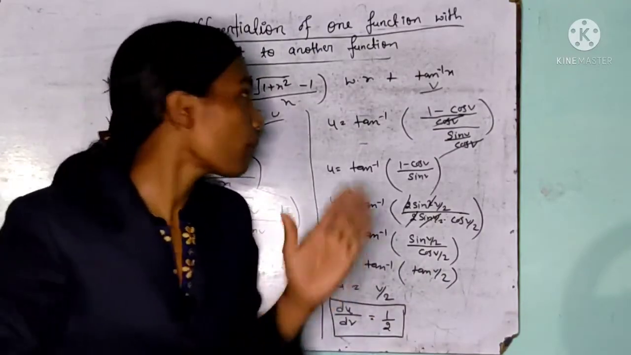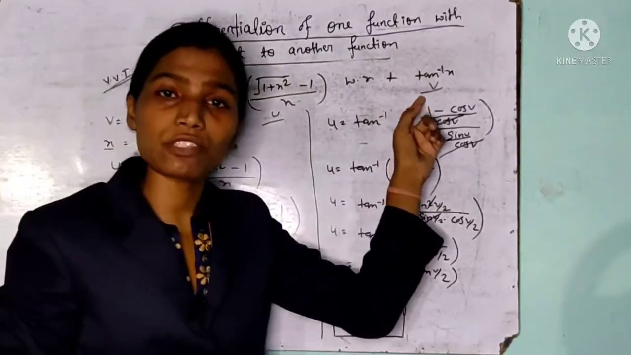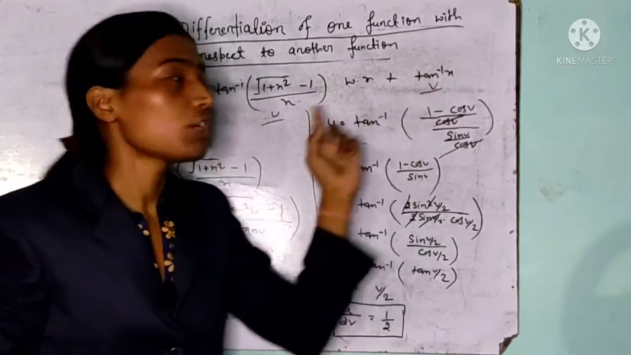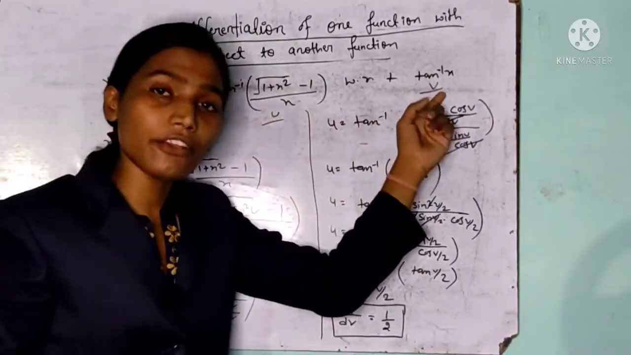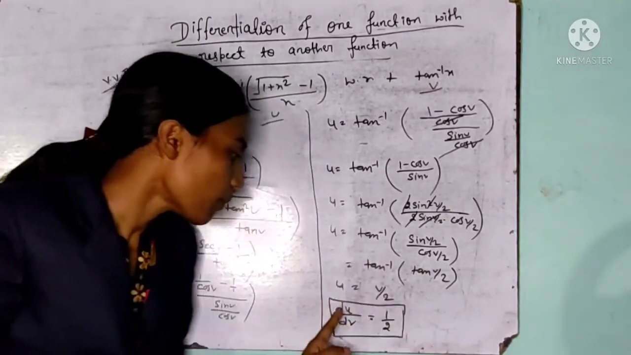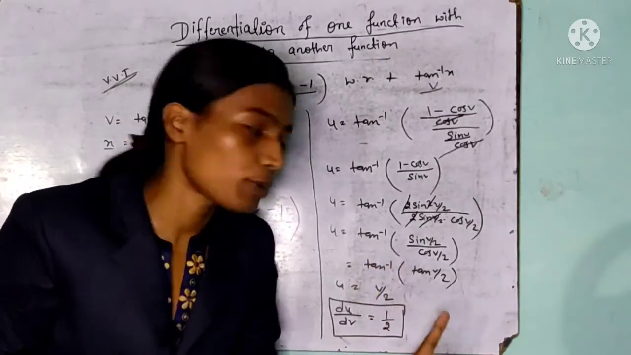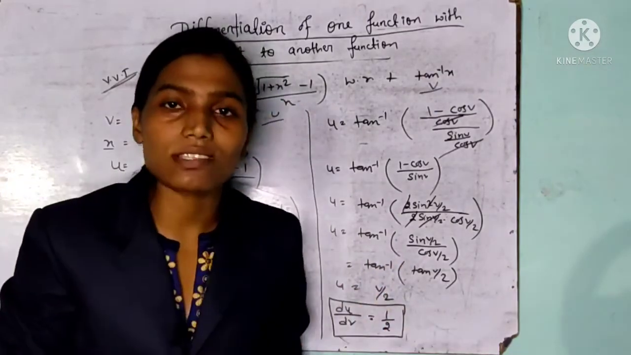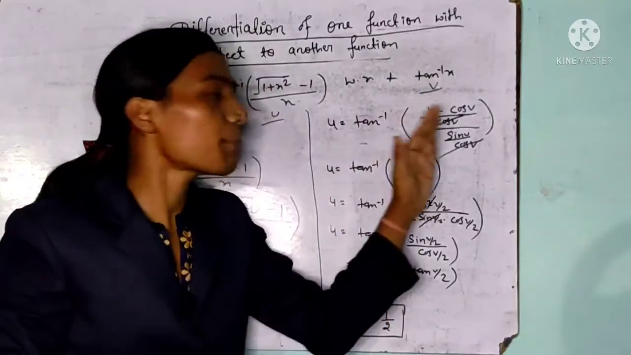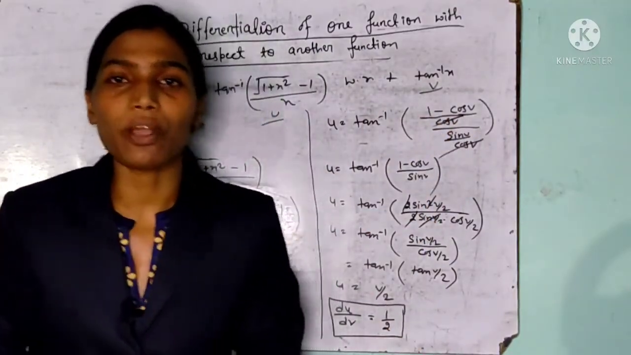Now what they are saying is, you find the differentiation of the first function with respect to the second function. First function is u and second function is v. So find du by dv. That's why I directly differentiate with respect to v. What do we get? du by dv is equal to, differentiation of v should be 1 and 1 by 2 is the constant. So the differentiation of the first function with respect to another function, we get 1 by 2. So I hope you can understand.